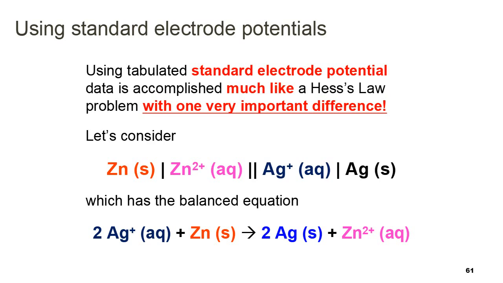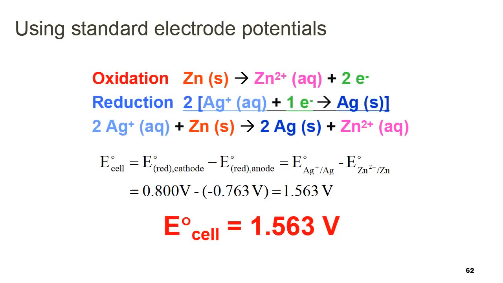Consider the oxidation of zinc metal by silver ions. The reaction is as shown by the cell notation with its corresponding balanced chemical equation. For the previous reaction, the zinc metal is oxidized into zinc 2+ ion solution. Simultaneously, the silver ions are reduced into silver metal. This gives a 1.563 volts reading on the voltmeter.